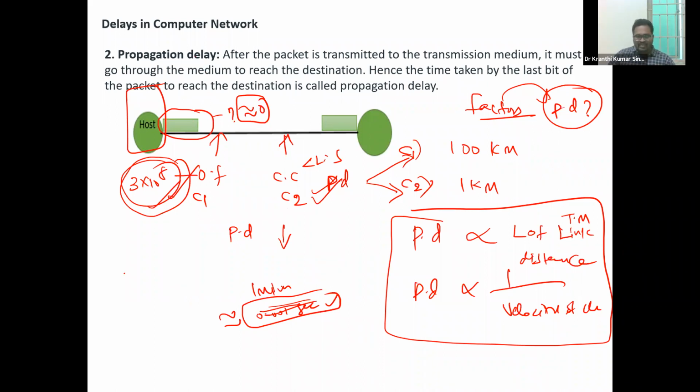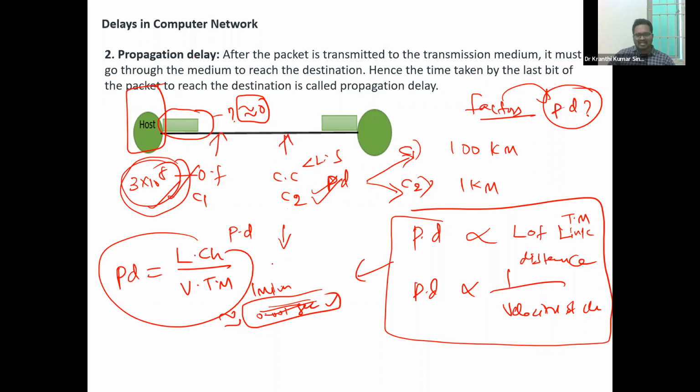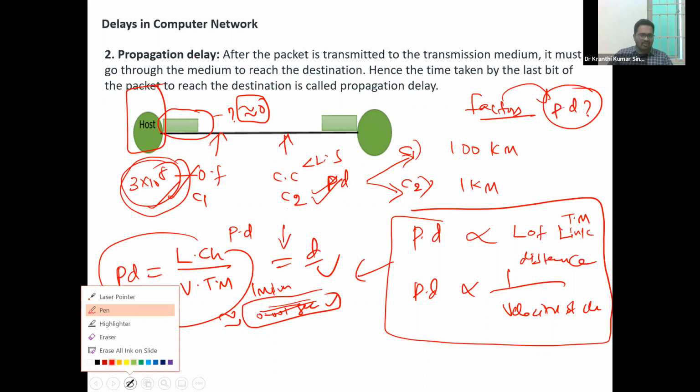So from this, I can extract that propagation delay is equal to the length of the channel divided by the velocity of the transmission medium, or in simple terms, distance by velocity. Do you agree with this point? Are you with me? Yes, sir. Right. Let us see whether this formula is correct or not.